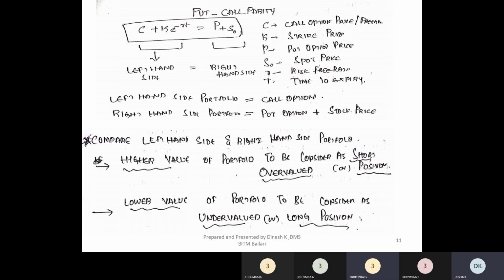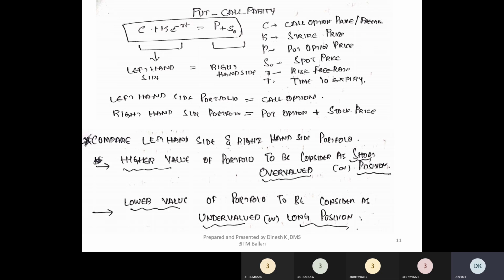Short position, sir. Short position on put, right? Short on put. Yeah, short position on put you need to take. So will you be receiving the premium or will you be paying the premium if you take short position on a put? Receiving, sir. Yeah, good. You will be receiving the premium.